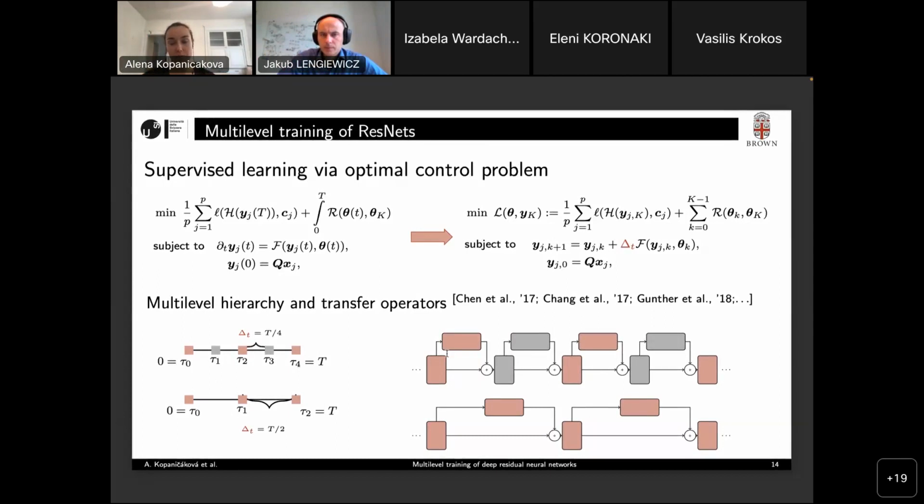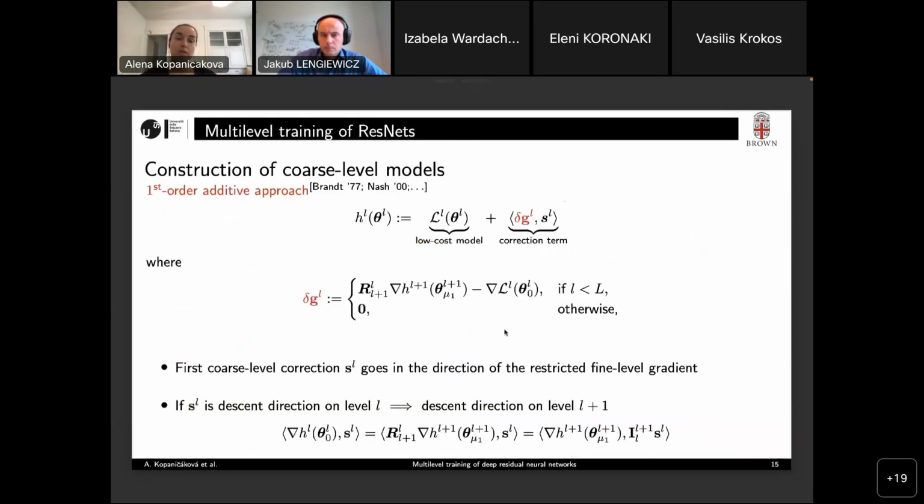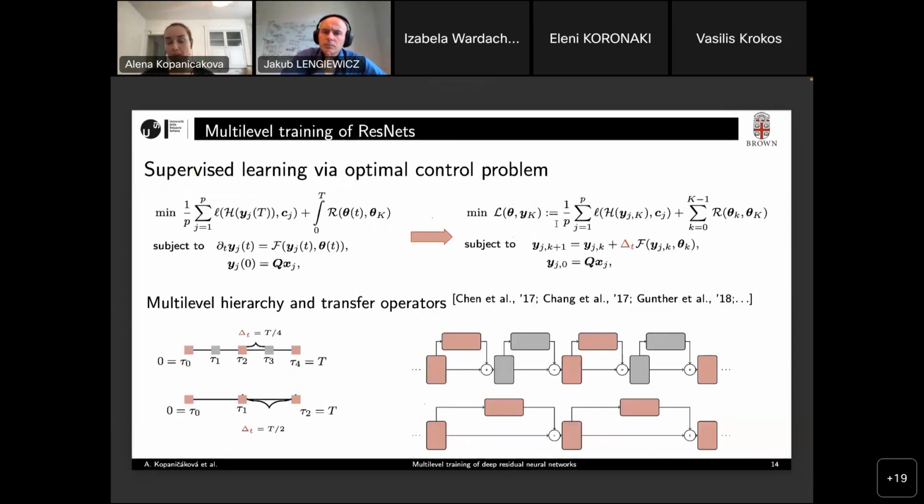So we can perform this step recursively, which gives rise to a multi-level hierarchy of minimization problems, which internally employ ResNets with different depths. What is nice about this approach is that time is basically just a one-dimensional quantity. So we can transfer data between different levels of the multi-level hierarchy just using, for example, simple linear interpolation in 1D. Now let me give a comment about how to construct coarse level models using these minimization problems which we just constructed.